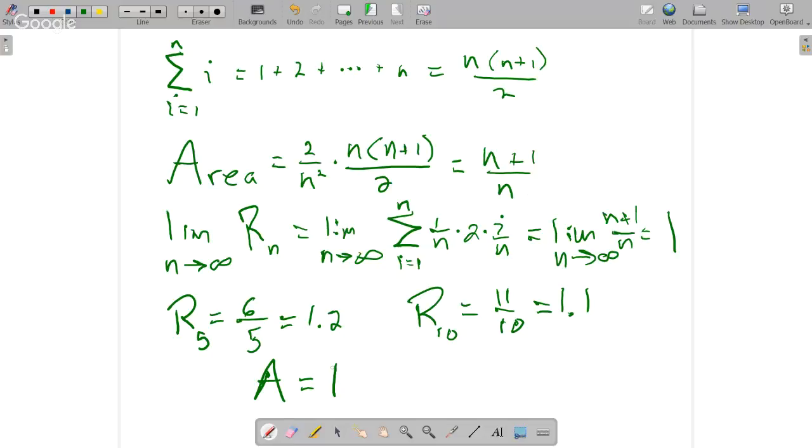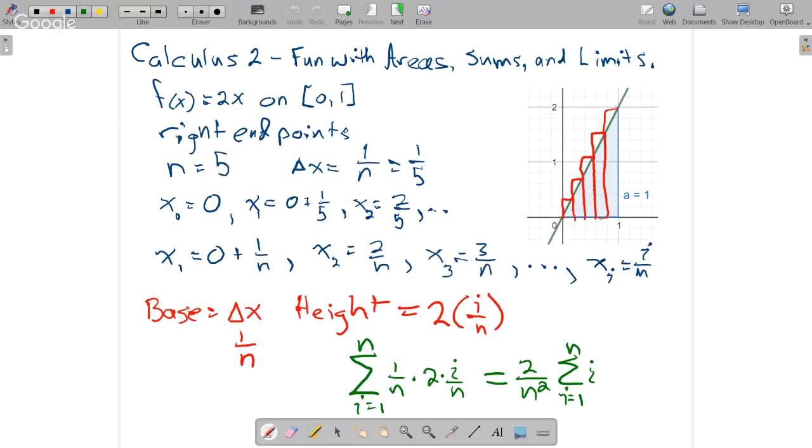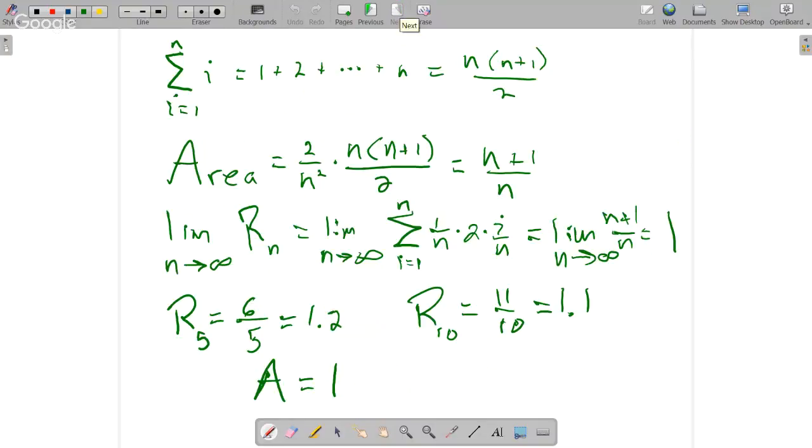If we look back at the picture here, I have a base of 1 here, I have a height of 2, and the area of a triangle is always 1/2 times the base times the height. So that gives me that area of 1, which I calculated previously. So this is the idea called the definite integral. And the definite integral is this whole process right here.